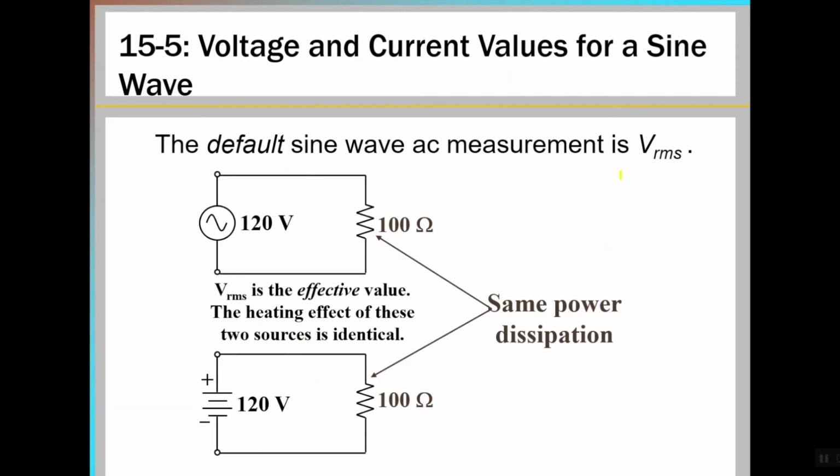Here, they said the fault is in VRMS. We will give you whether it is in voltage RMS or voltage peak to peak, whatever. We'll give you that. It's the effective value. The heating of these is identical as if it were a DC on this part. That's why we tend to use RMS.